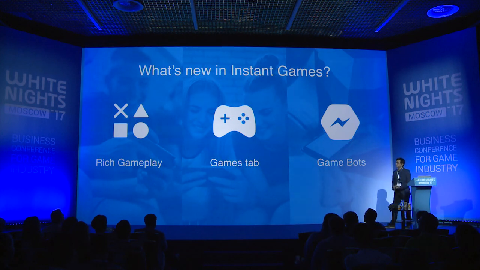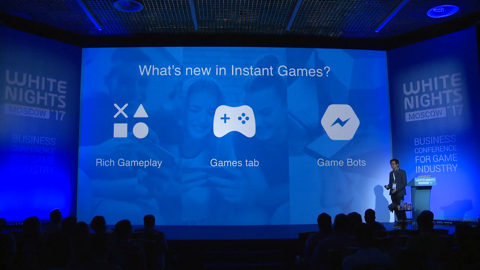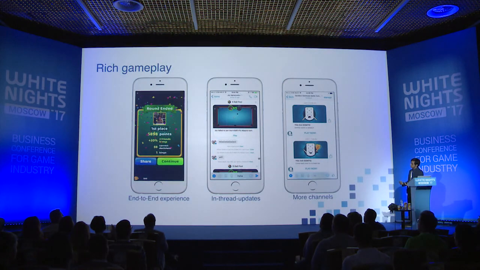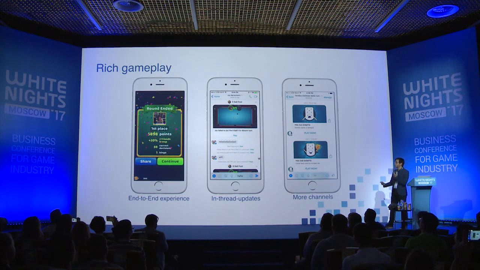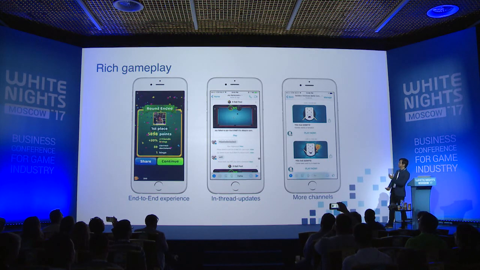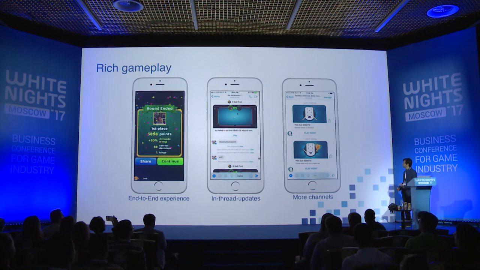So instant games, as it evolves, our platform is maturing. What is new in our SDK is richer gameplay, the Games tab, and gaming bots. I'll talk more about this in the next few slides. So rich gameplay, what does this mean? It means that you have more flexibility as a developer to control the end-to-end gaming experience. You can customize the in-thread updates within the Messenger thread to engage your players. You can have more channels to re-engage your players to come back to the game.